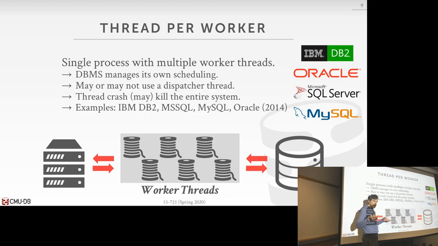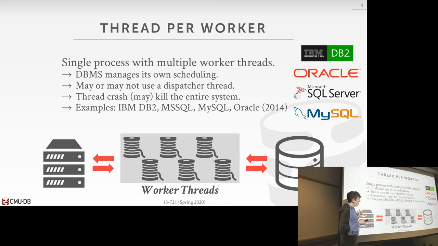So if I want to support a bunch of different operating systems for my database system, then I would have to have a sort of wrapper layer to make sure that I had the lowest common denominator of what the thread API was, so it made it more portable. Now with pthreads, this is not an issue.